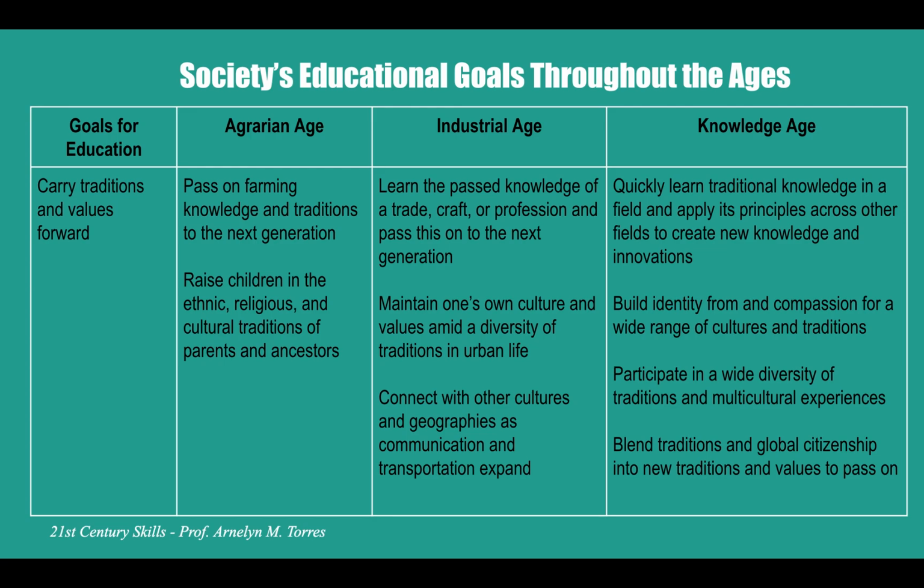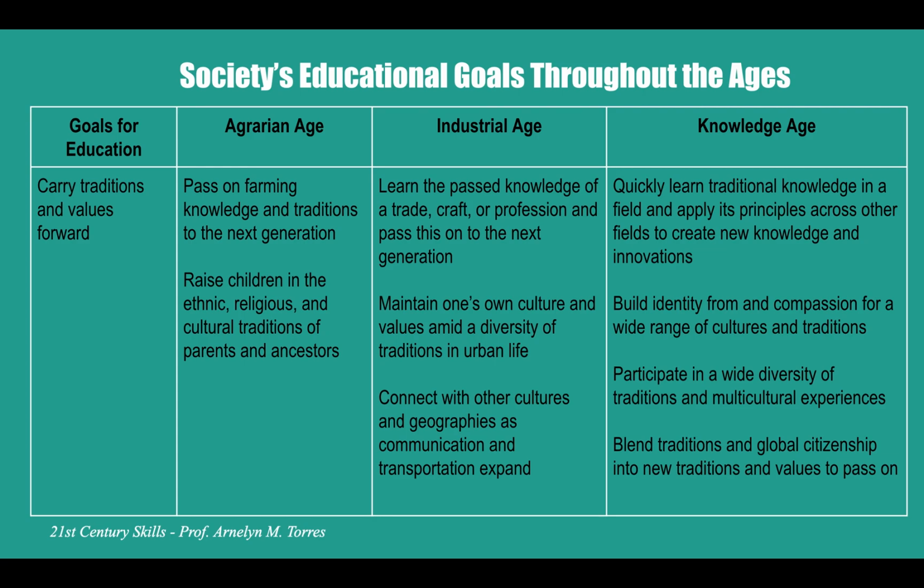And for the last goal, education, to carry traditions and values forward. How do people during the agrarian age achieve these goals? First, by passing on farming knowledge and traditions to the next generation. So, farming has to continue because people eat. And so, if the old people who are attending the farm will definitely not be able to work on the farm anymore, this farming knowledge should be passed to the next generation to continue the farming activity.